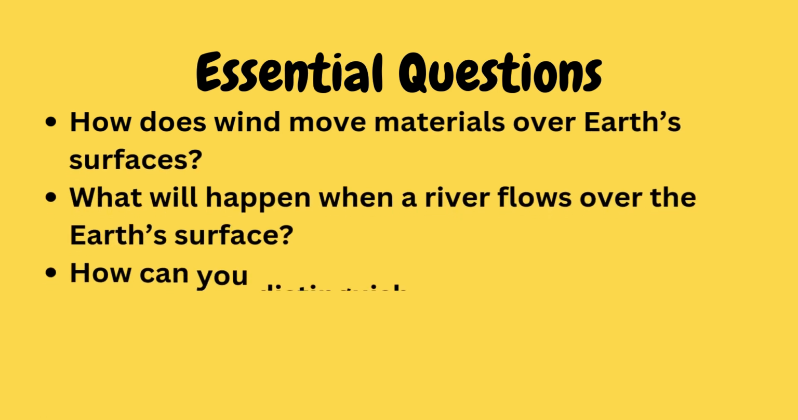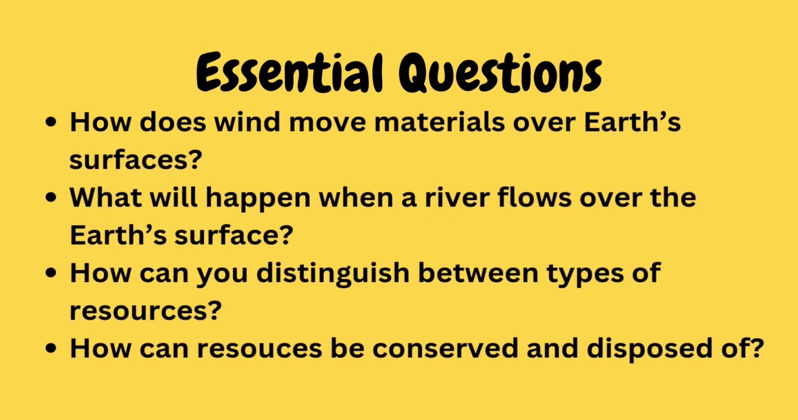Essential questions. Coming back and looking at what the students have learned in this chapter, you will see that wind moves material over Earth's surface. They will also see that rivers flow over the Earth's surface and what causes change on the Earth. How can you distinguish between types of resources? And of course, conserving and disposing of trash properly.